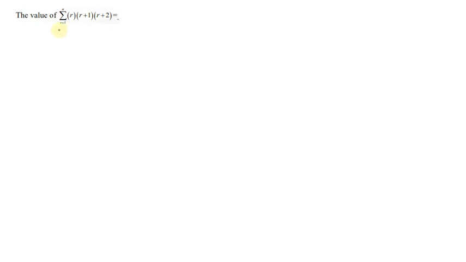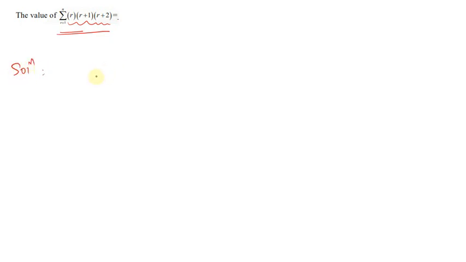Sigma r equals 1 to n of r into (r plus 1) into (r plus 2). So we have to calculate the sum of n terms now, but the nth term is given as r into (r plus 1) into (r plus 2). This model is also very important.